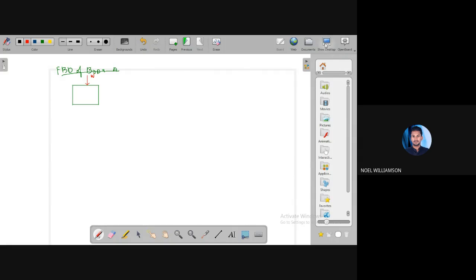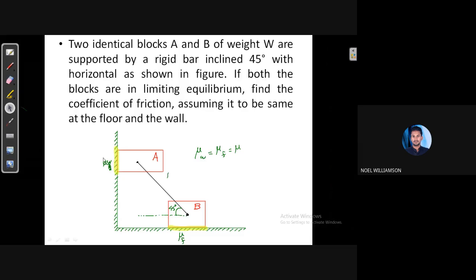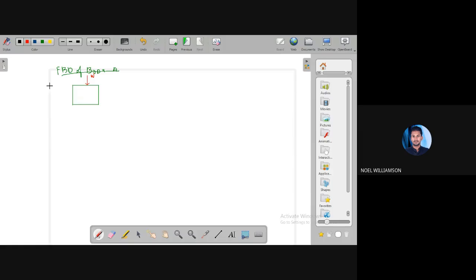Now here there is a normal reaction, let it be NA, and the body A is moving downwards, so the friction will be acting in this particular direction, which is mu into NA. And here there is a compression force which is acting towards the body, so it will be like this. Let it be compressive force, so we can say it is C. So here you can denote those values.